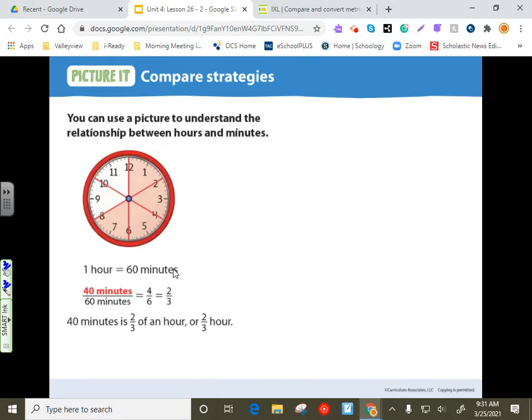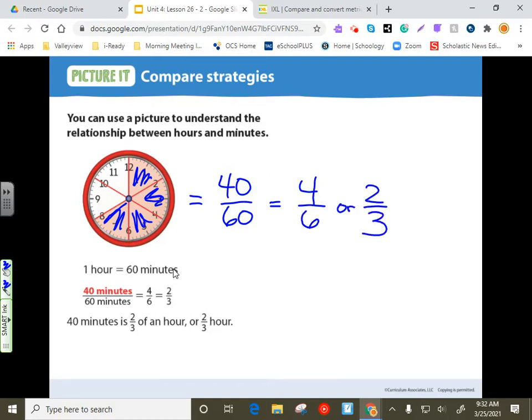Let's look at the next page. Just going to go over these examples real quick. You can use a picture to understand the relationship between hours and minutes. We know 1 hour is 60 minutes. We've got this fraction wheel here superimposed over this clock. And this is basically 40 out of 60. If this whole thing is 40 out of 60, it's also 4 sections out of 6, and we can reduce that to 2/3. So that's another way that 2/3 of an hour is represented like that.